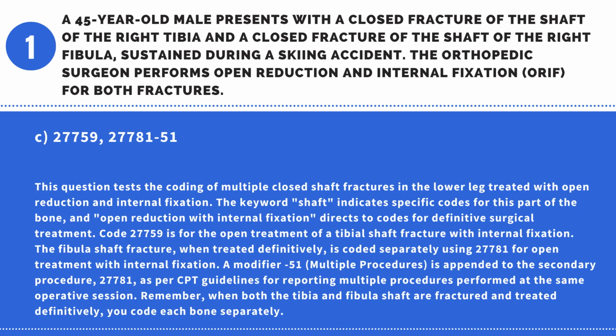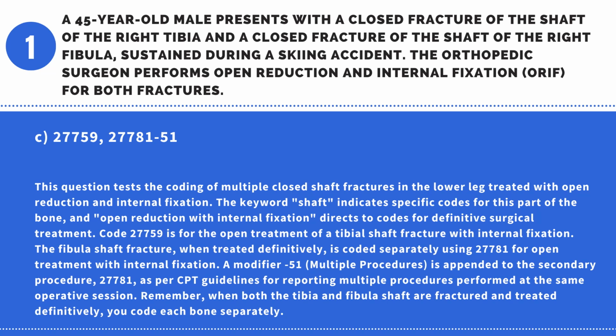Answer, C. 27759, 27781-51. This question tests the coding of multiple closed shaft fractures in the lower leg treated with open reduction and internal fixation. The keyword shaft indicates specific codes for this part of the bone, and open reduction with internal fixation directs to codes for definitive surgical treatment.